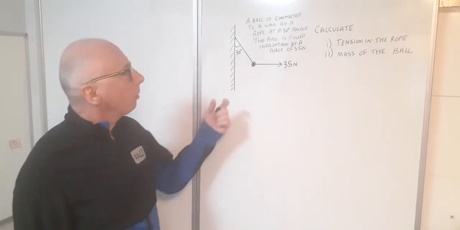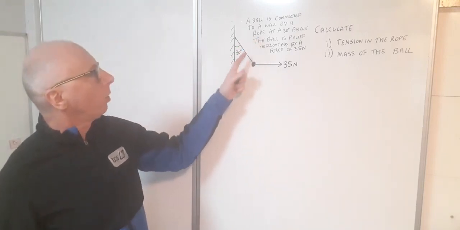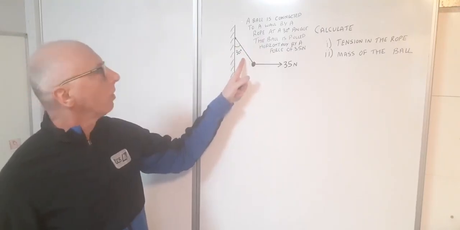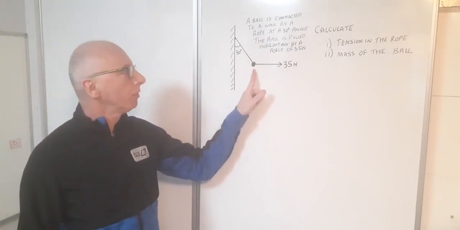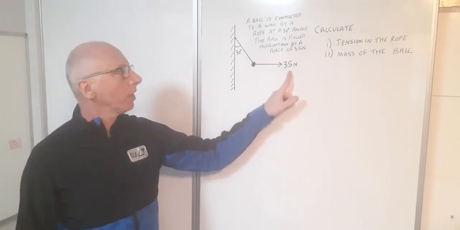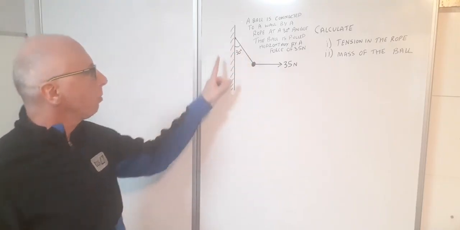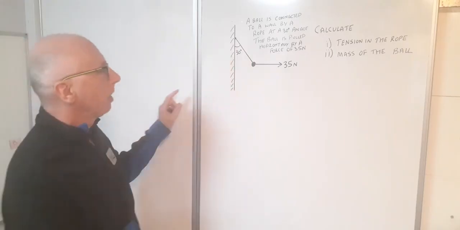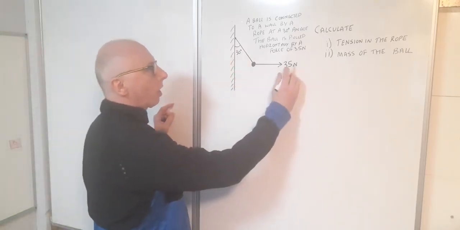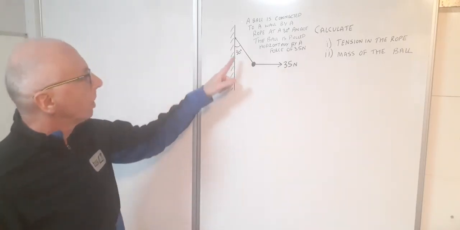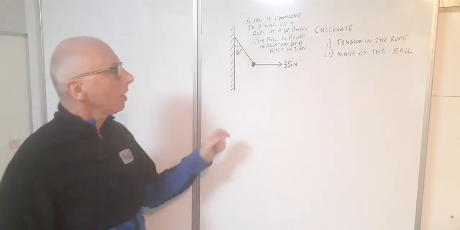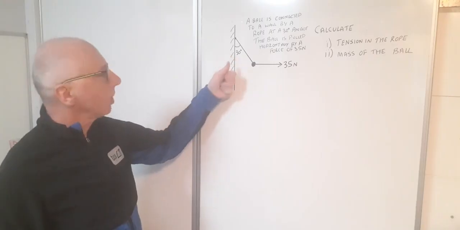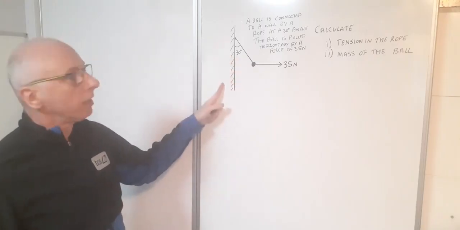So in this question here, we've got a ball connected to a wall by a rope at an angle of 30 degrees, and the ball is pulled by a horizontal force of 35 newtons. So this will be my forces diagram here. The 35 newtons going off in the easterly direction. This force here, which is the rope at 30 degrees, will be pulling in the opposite direction, and then I've got my wall here.